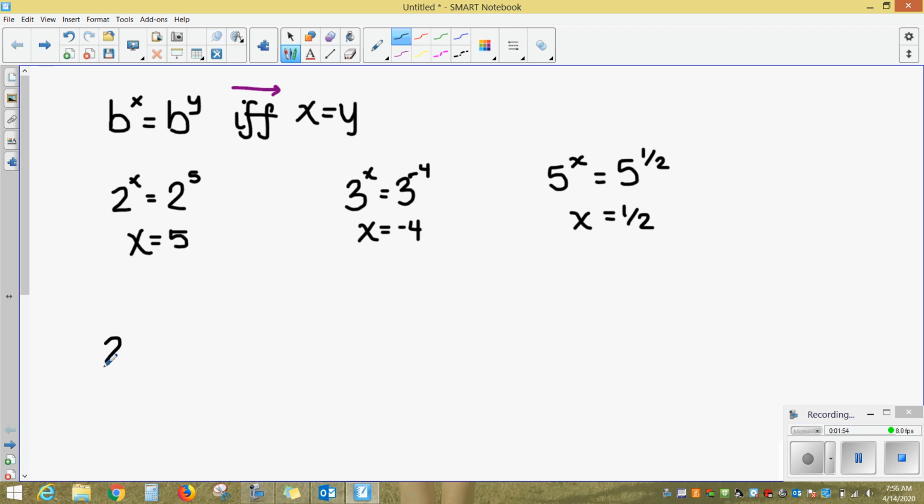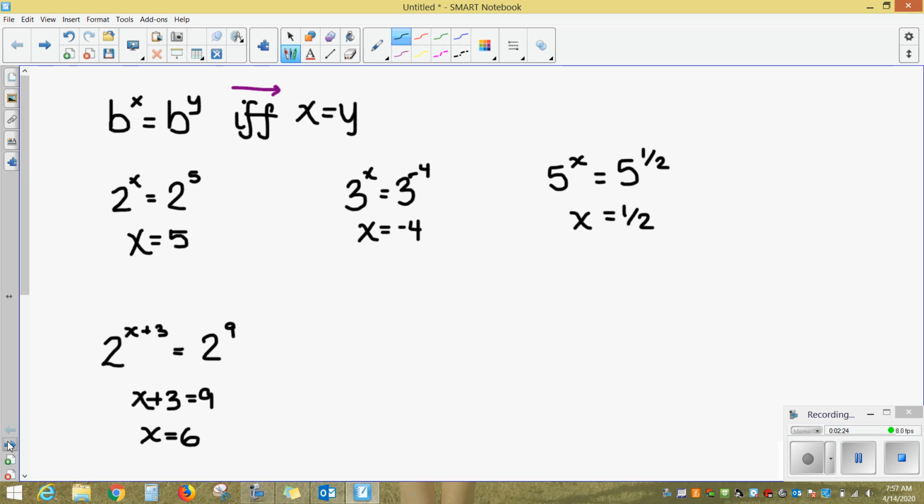Now maybe I have not just a plain old x up here. Maybe I have 2 to the x plus 3 power equals 2 to the 9th. Then if the bases are the same, we conclude the exponents are also the same. So I say x plus 3 has to be equal to 9. And what I'm left with is an equation that I can solve in one step, and I can find out what x is.